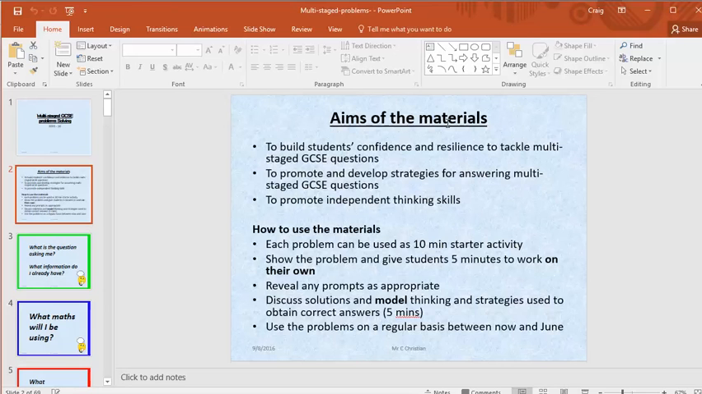Slide 2 gives you a really nice kind of structure to this, and I like this structure. Each problem uses a 10-minute starter. This is big. Show the problem and give 5 minutes. Give the students 5 minutes to work on their own. No prompts, no discussions. 5 minutes.